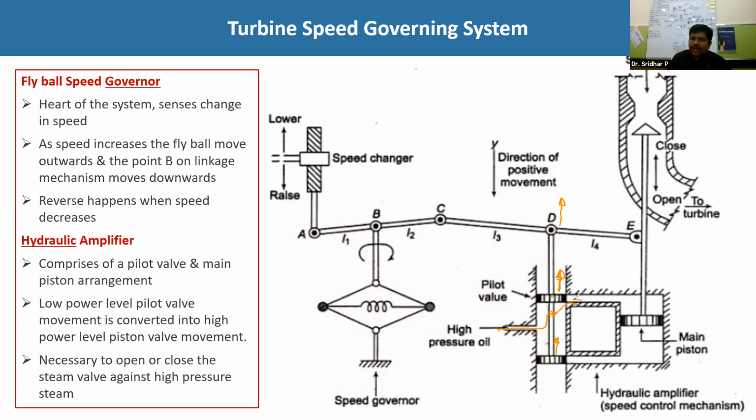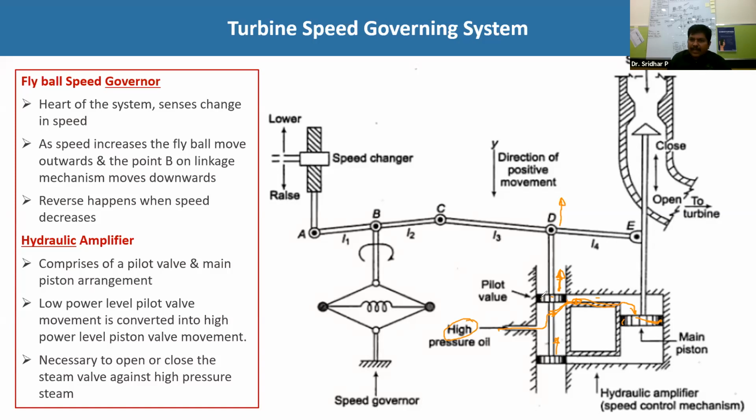Whenever it is lifted by 1 millimeter or 2 millimeter, this high pressure oil now finds a path like this. So it will flow through this particular channel, and it will be admitted onto this main piston. So what is this main piston? It will find some weight on it because of this high pressure oil. It is not a low pressure, it is a high pressure oil.